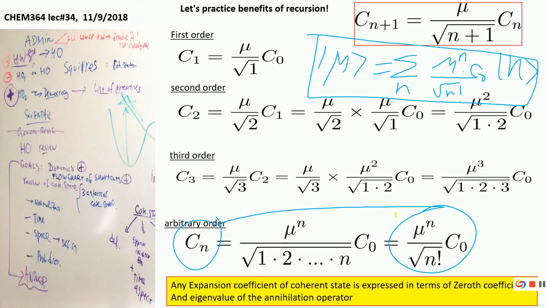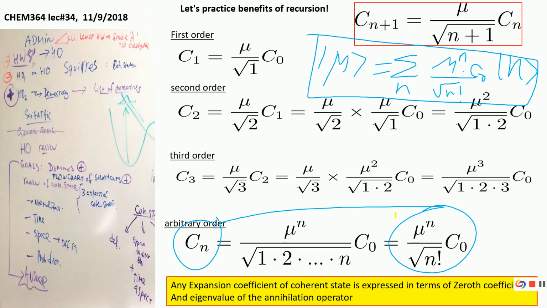Now, if we want to apply this rule once again for the next level, the coefficient C2 is obtained from C1 by mu in the denominator and square root of n plus 1. But C1, to our knowledge, is mu over square root of 1 times C0, which means that C2 is mu squared over square root of 1 times 2 times C0.